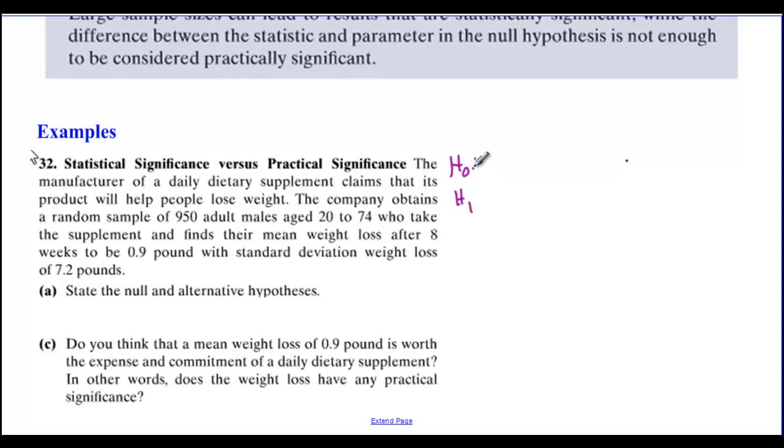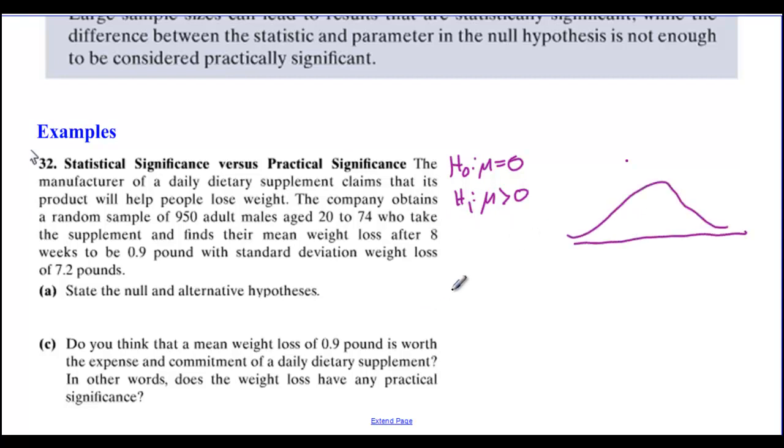So the null hypothesis is going to be that the mean weight loss is nothing. So that the mean weight loss is none. So that this pill would not impact weight loss. And what we're trying to find out is if it is helping the people lose weight. So if the mean weight loss is greater than 0. So if it's helping. So this is a right-tailed test again.